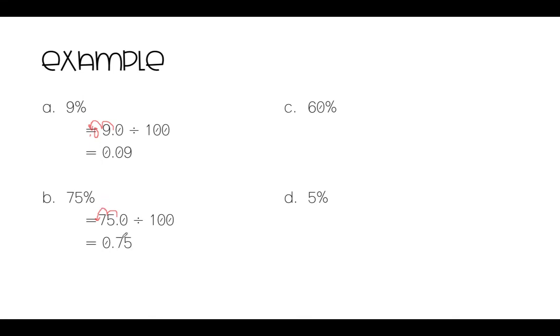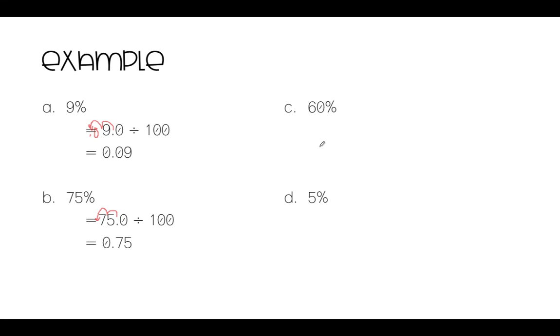So 75% is 0.75. Now, when we're looking at percentages, a percentage is out of 100. So to make up a whole, it's 100%. When we're talking about decimals, to make up a whole, we're talking about having 1. So we can see 75% is 0.75, and 100% would be 1.